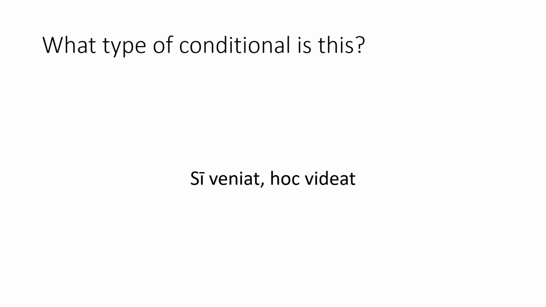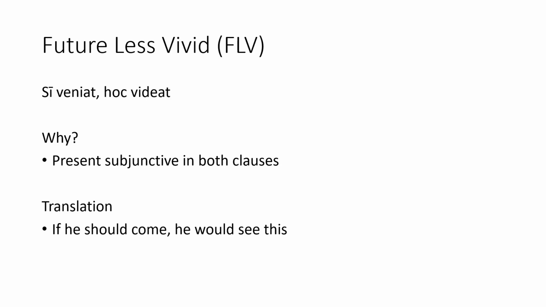What type of conditional is represented by the sentence si videat hoc videat? If you guessed future less vivid, you were correct. Because both the verb in the protasis and the verb in the apodosis are present subjunctives, this condition has to be a future less vivid. It is translated as, if he should come, he would see this.